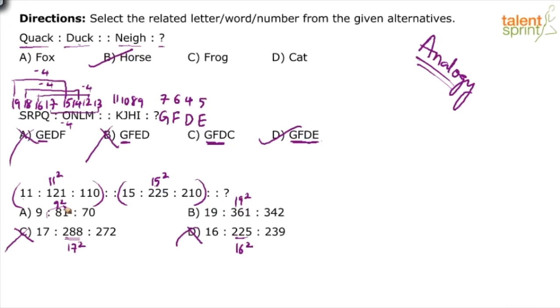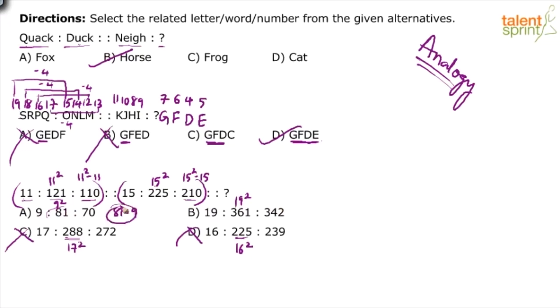Now try to establish the logic behind the second and the third numbers. What do you think has been done here? See, 121 minus 11. 11 squared minus 11 will give you 110. So basically second number minus first number will give you the third number. Similarly, 15 squared minus 15, right? 225 minus 15 is 210. So the idea is to take the square of the number and subtract the number from that to get the third number. So in option A, it should be 81 minus 9.